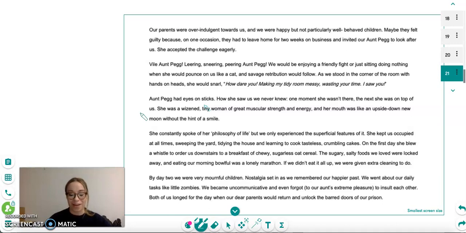Now, we are going to be looking at a piece of writing today called Aunt Peg. I am going to read this to you, and as I read it, I would like you to use your pencil and just underline or circle any particular literary devices that jump out at you. And then we'll have a look at them together and we'll start to analyse the effects of these choices by the writer. Okay.